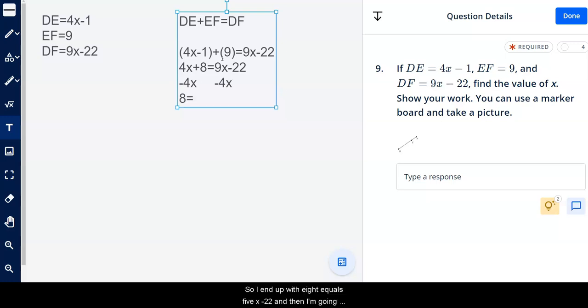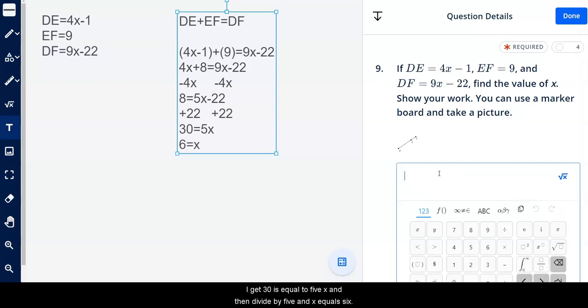So I end up with 8 equals 5x minus 22. And then I'm going to add 22 to both sides. I get 30 is equal to 5x. And then divide by 5 and x equals 6. And then all you have to do here is type 6. You do not have to write x.